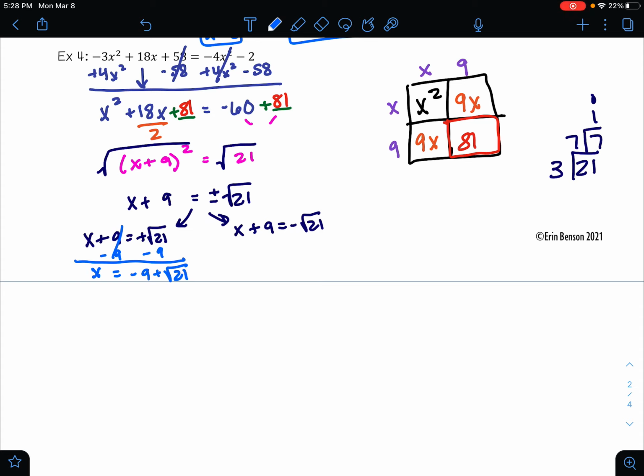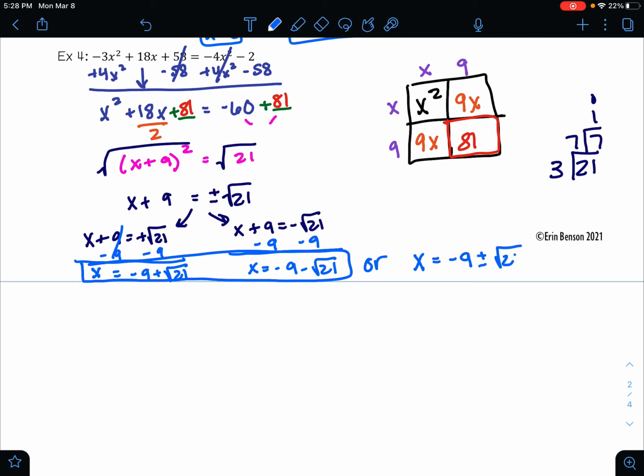I'm going to do the same thing with this one over here. So I'm going to subtract 9 on both sides and get x equals negative 9 minus the square root of 21. So these are both your answers. If you'd like, you could also write your answer as x equals negative 9 plus or minus the square root of 21. And this just lets the reader know that you have two answers. One where you're adding the square root of 21, and one where you are subtracting the square root of 21.